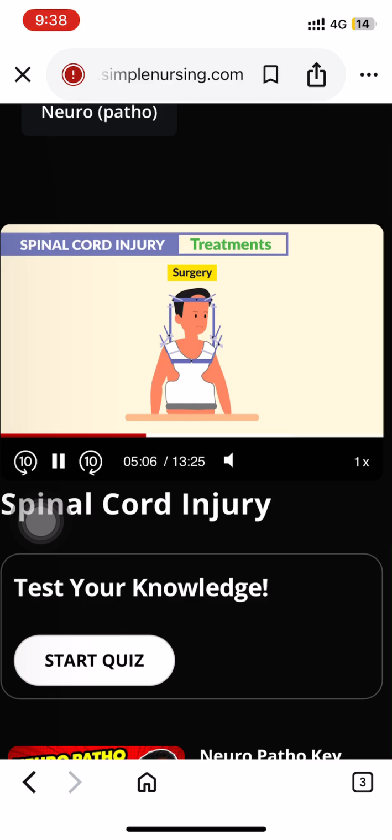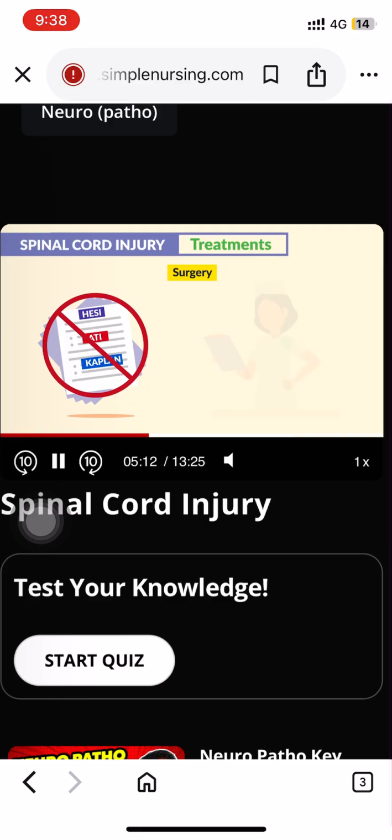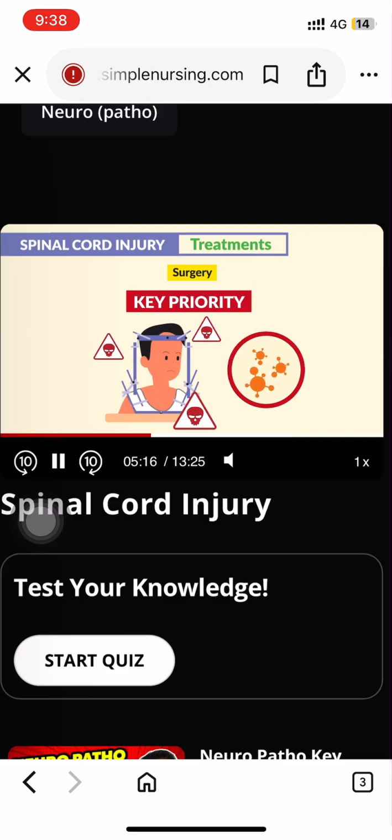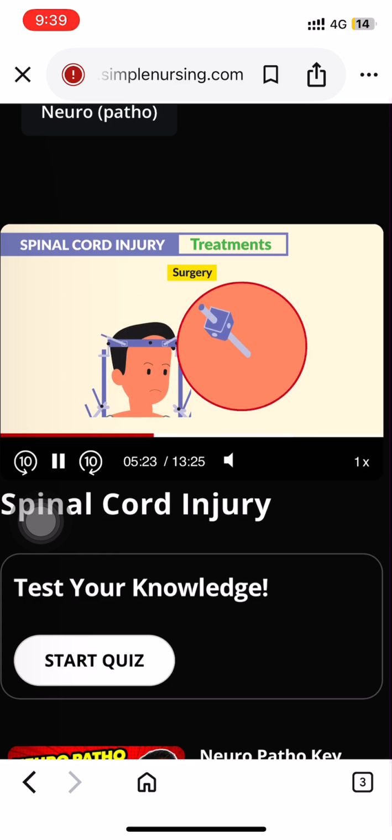Also known as a halo traction device, and also called a crown or a vest. Now, this wasn't mentioned by any other question banks, but it may show up on your nursing exam. So the key priority is infection risk. So you must educate the patients to have no showers, only a sponge bath. And we assess the pin sites inside the head for infection. So remember, red, warm, or smelly drainage typically indicates an infection.